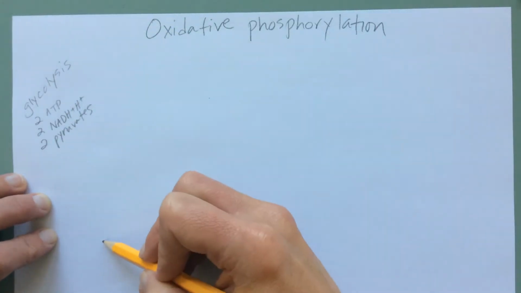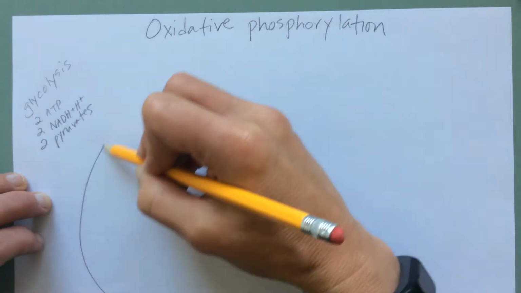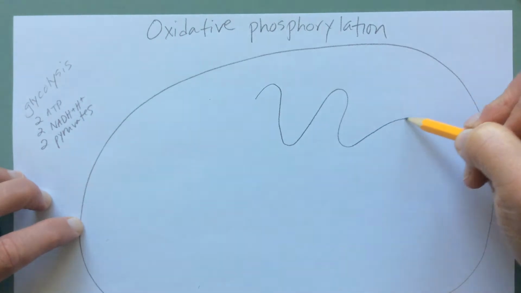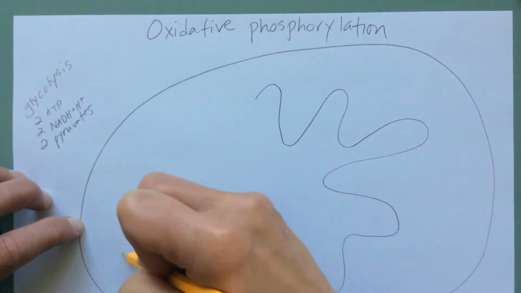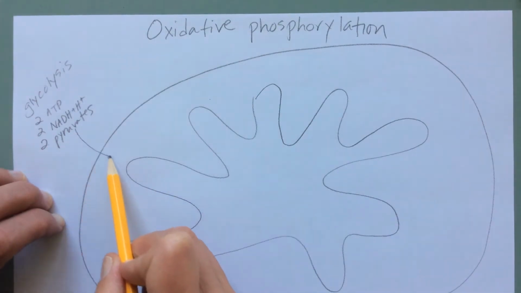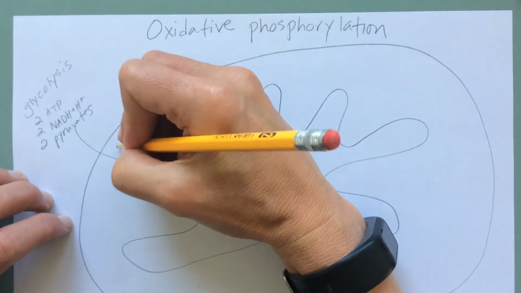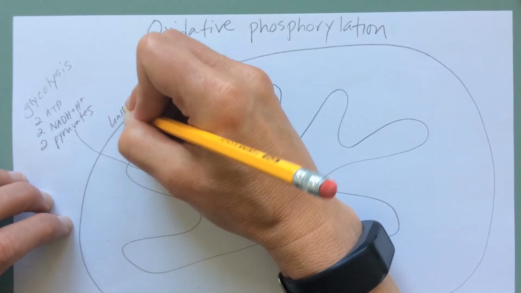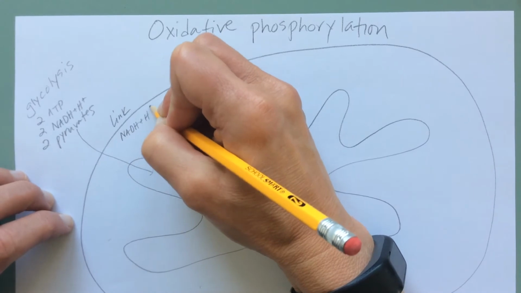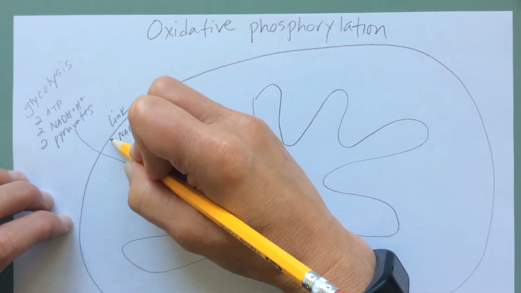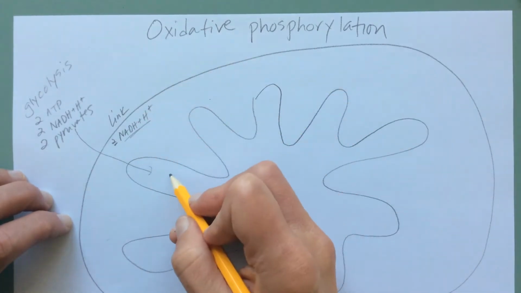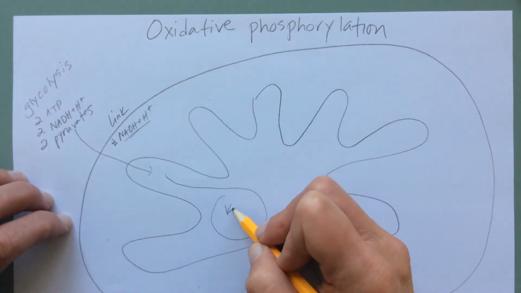right? And then those pyruvates, I'm just going to draw the mitochondria here now. I'm going to draw this one over exaggerated. Okay, so then that pyruvate will be transferred in the link reaction, right? And in the link reaction, we get an NADH plus H plus for each pyruvate, right? So since there's 2 pyruvates, I'm just going to put a little 2 there, right? And then that's going to go into the Krebs cycle.